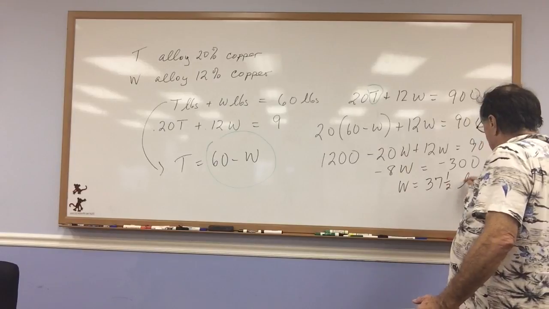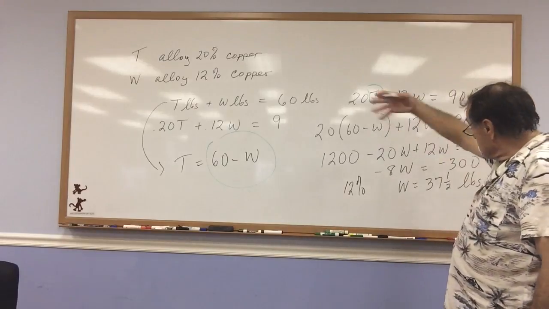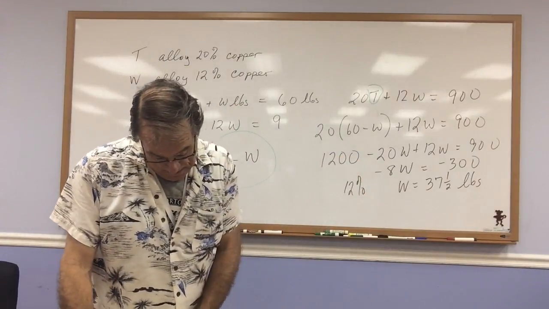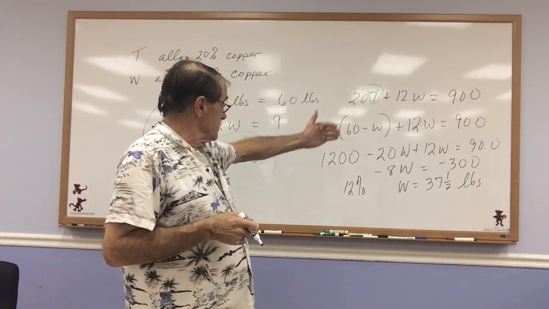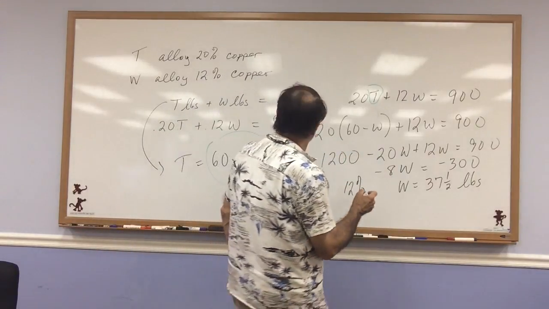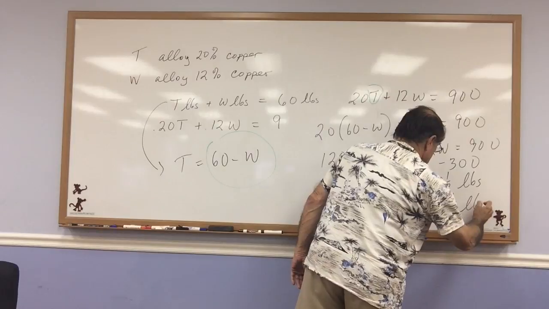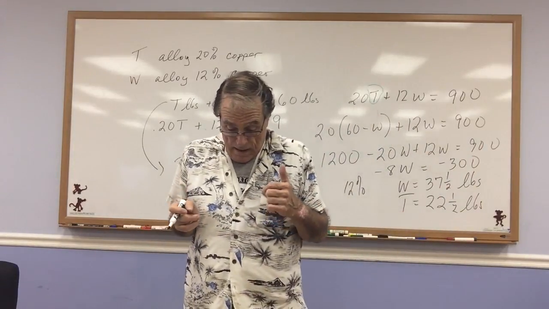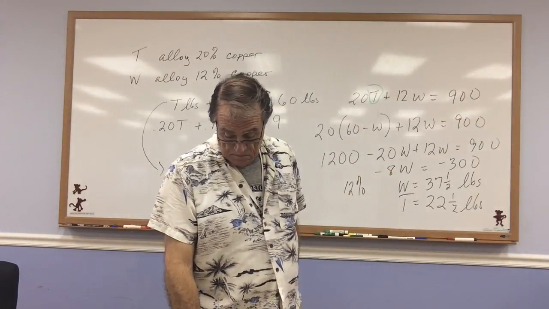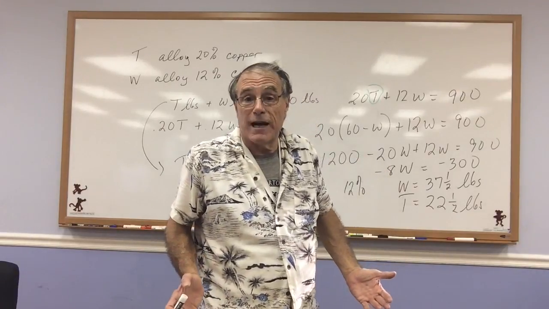37 and a half pounds of the 12%. Now I wanted 60 pounds altogether, and since I have 37 and a half pounds of the 12%, then I'll need 22.5 pounds of the 20%. So 22.5 pounds of the 20% and 37.5 pounds of the 12% will do the job.